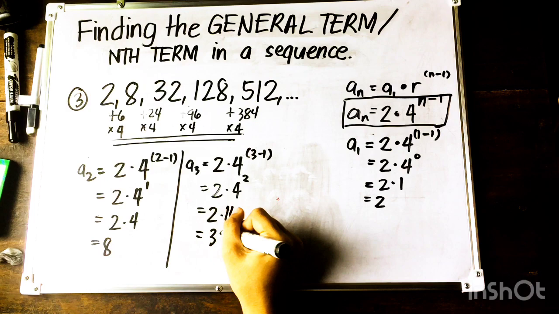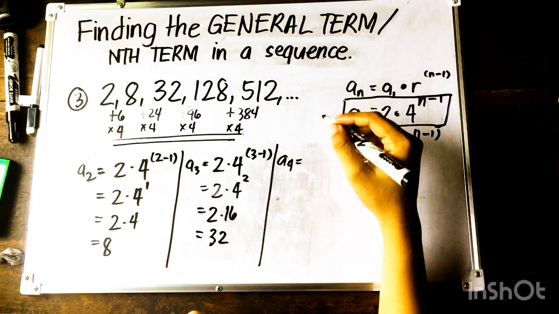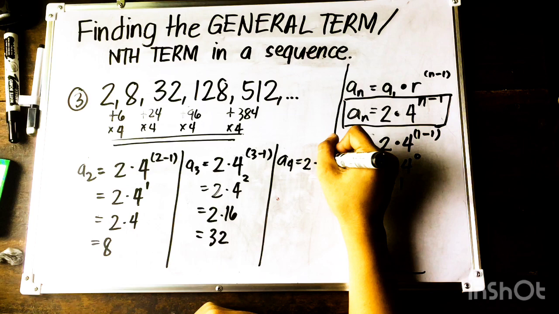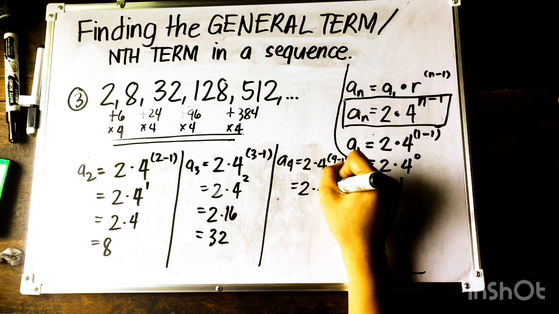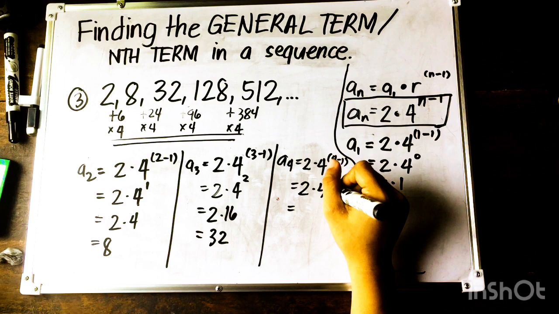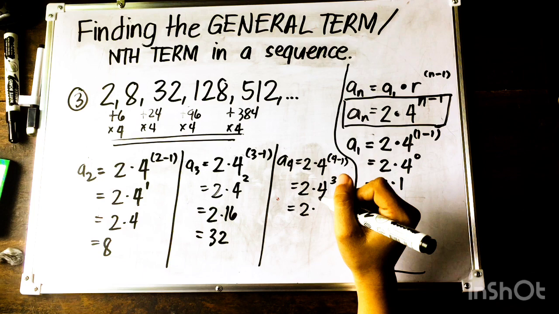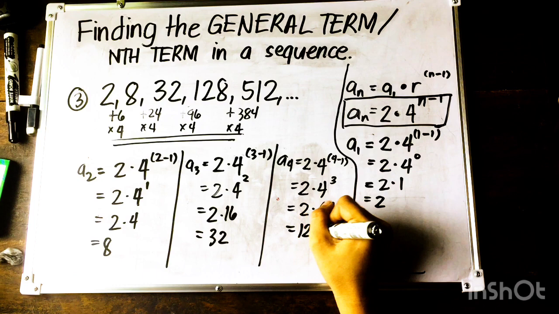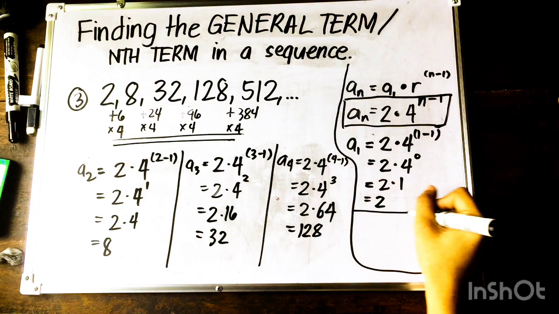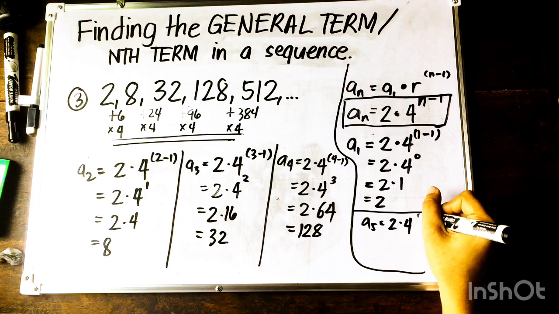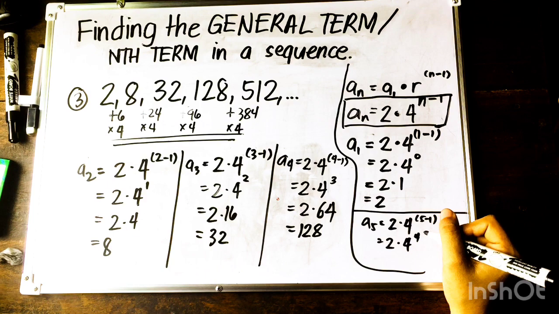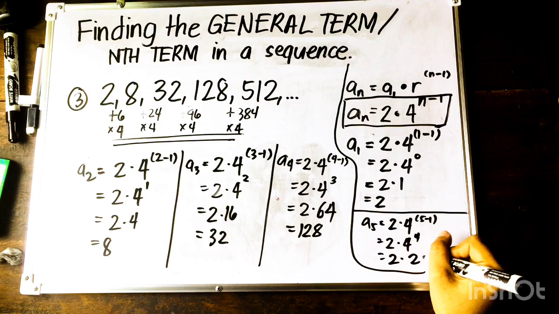Next, a sub 4, we have 2 times 4, so that is 4 minus 1. So 2 times 4 cubed, diba? 4 minus 1 is 3. So 4 cubed is, ilan ba yung 4 cubed? 64. Tama? Yes, 64. So that is 128. Okay? So for a sub 5, dito na lang natin sa a sub 5. So 2 times 4 raised to 5 minus 1. So 2 times 4 raised to 4. Okay? So that is 2 times 256 or just 512.